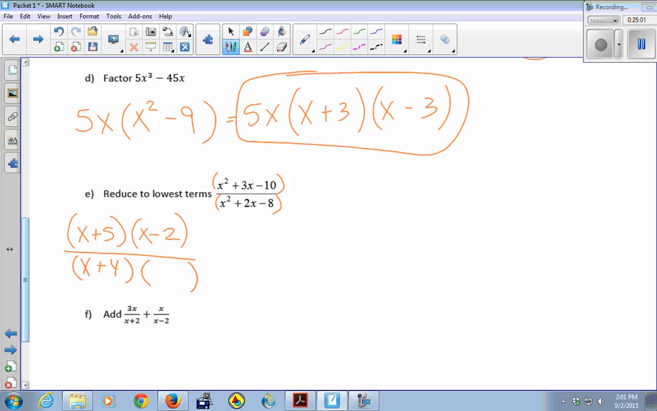X plus 4 times x minus 2. FOIL it out, you get x squared minus 2x plus 4x combines to 2x minus 8. Good. Are there any identical factors in the top and bottom of that fraction? X minus 2, so we can cancel those. And then my final result, when I reduce this, is x plus 5 over x plus 4.